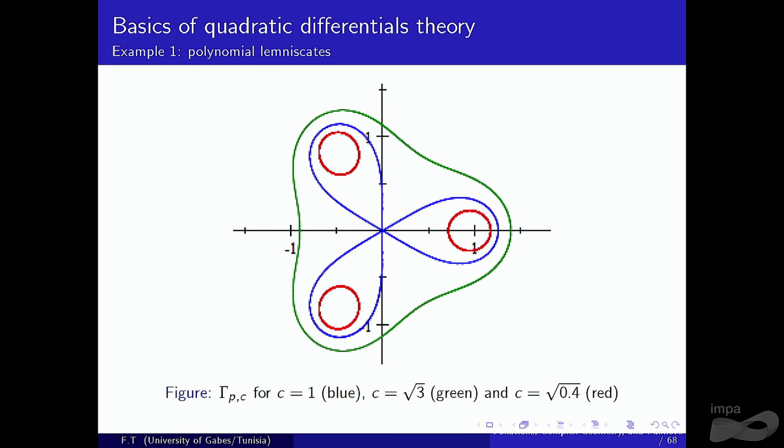Here, as you can see, in green, we have the polynomial lemniscate of our polynomial for c greater than 1. For c equals 1, in blue, it's the critical graph of our quadratic differential. And for c less than 1, in red, we have 3 connected components of our polynomial lemniscate.